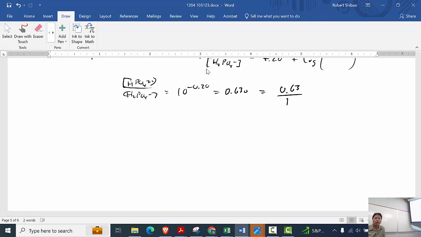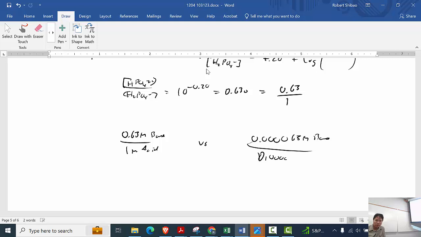So in other words, I could go like this. I could go 0.63 molar base to 1 molar acid. That would work. Versus, I could also go with 0.00063 molar base to 1 molar. Actually, how many zeros did I put in? Yeah, it would be 3 zeros. You're right.